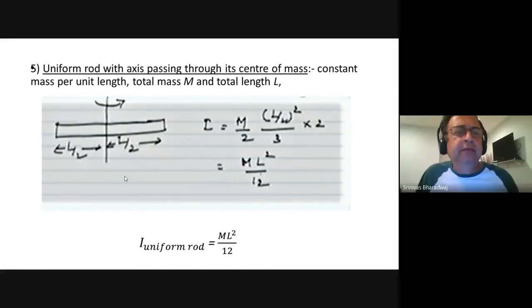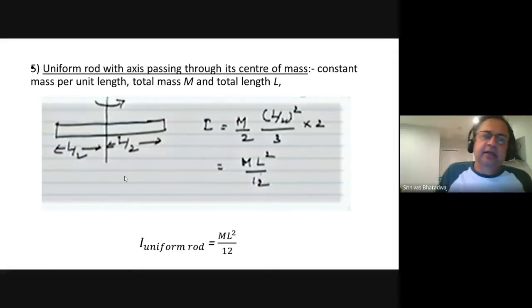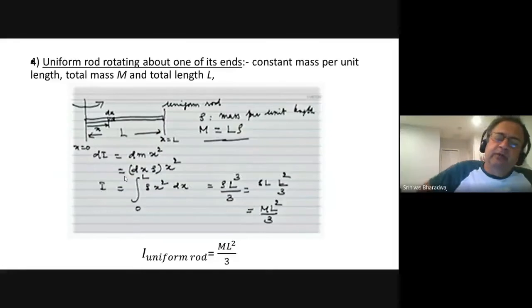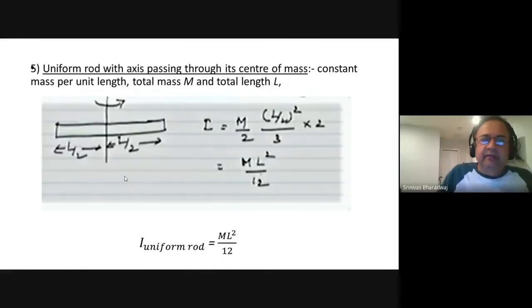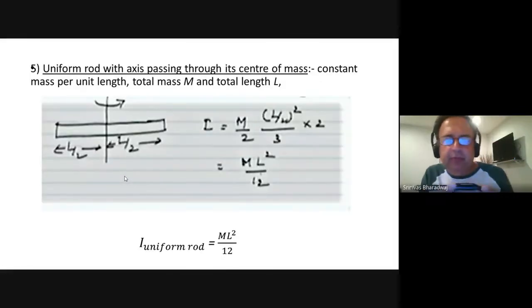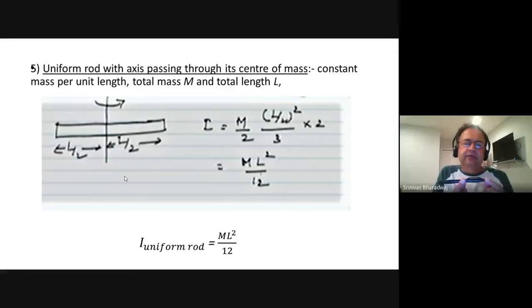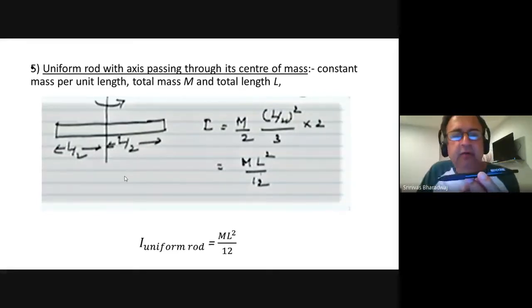So once you have ml square by 12, uniform rod spinning about the midpoint, right? So that is ml square by 12. Compare that with ml square by 3. There is actually a theorem, the parallel axis theorem, which relates these: ml square by 12 is about the center of gravity. About the center of gravity, you have the lowest moment of inertia.